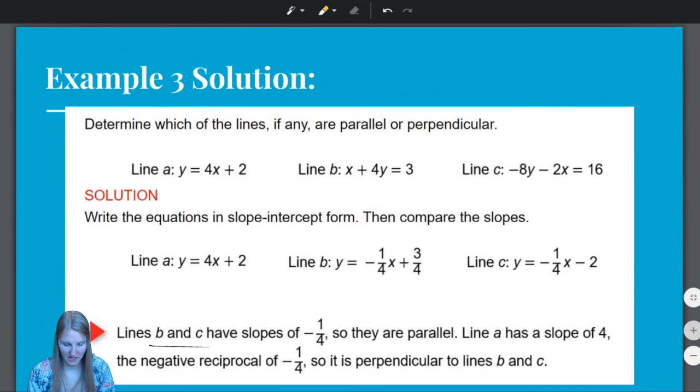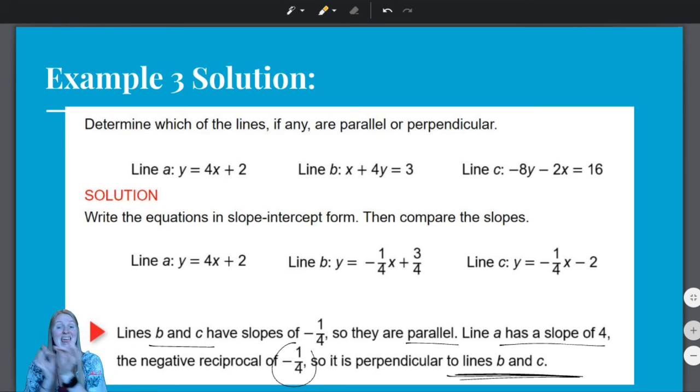Yeah, lines B and C are parallel. Line A has a slope of 4. Negative reciprocal is negative 1/4, so it is perpendicular to lines B and C. So it didn't show you how it got from one to the other, but we did. So you can go back and look at our notes if you want to see that.